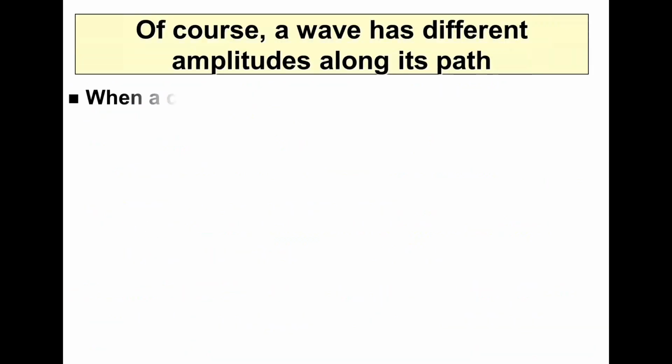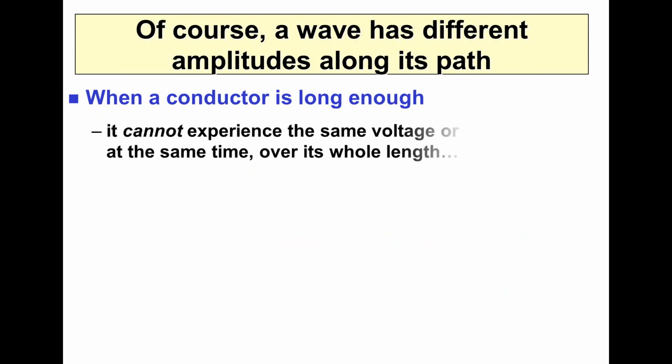This sounds complicated. In fact, it isn't really. But you have to understand what you're doing. The thing with a wave is it has different amplitudes along its path. That's why it's called a wave. When your conductor is long enough, it cannot have the same voltage or current at the same time along its whole length.